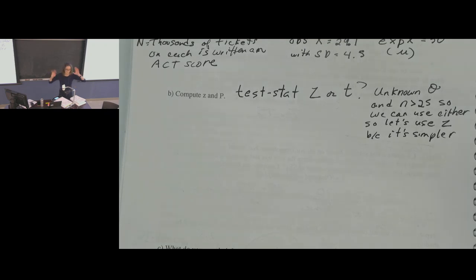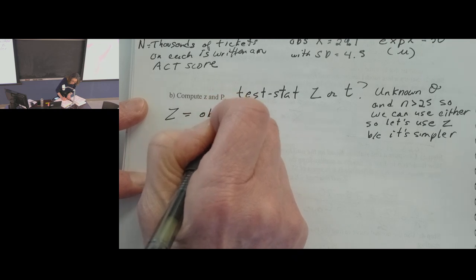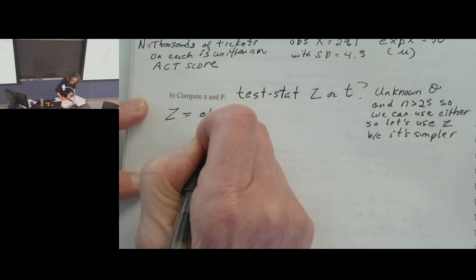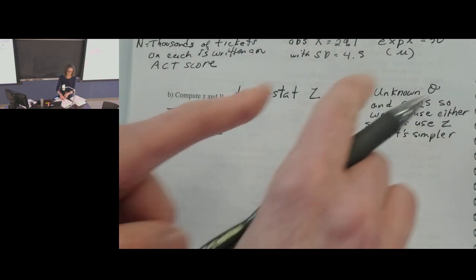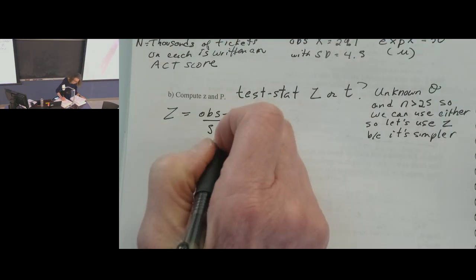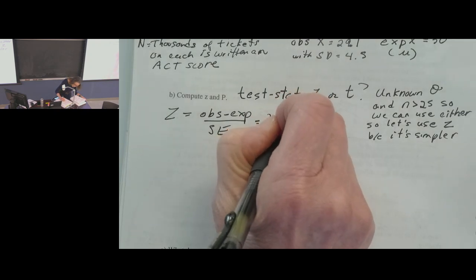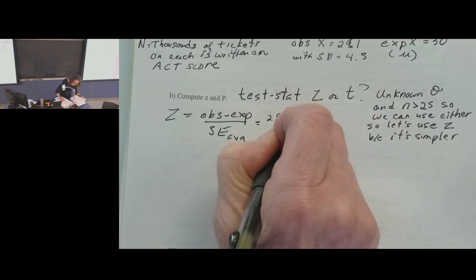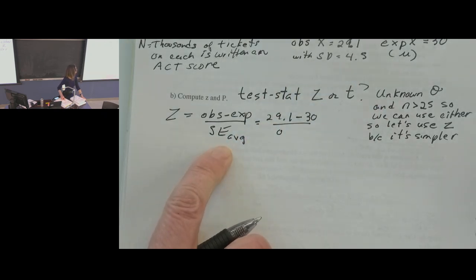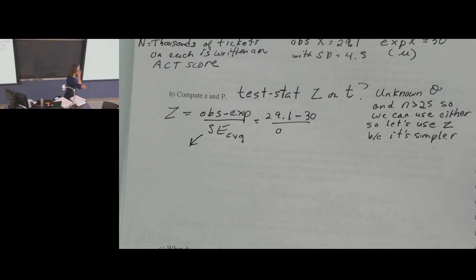Okay, so let's do it. So our z is what? Always this difference, our observed minus our expected, over some standard error. And our standard error is for what? What are we talking about here? Averages, X bar. So this is for the average, or for X bar. These are all averages. So we have 29.1 minus 30 over, whoops, what is this? Do you remember? This is something you need to know. You need to remember this for the exam, so be sure.